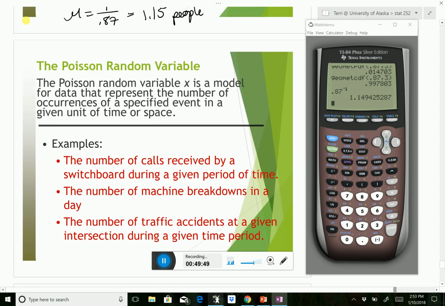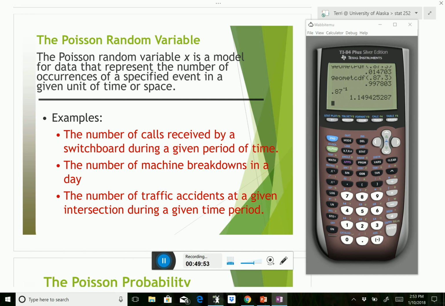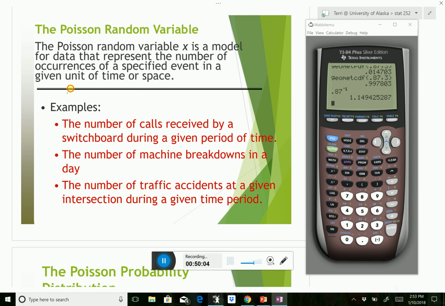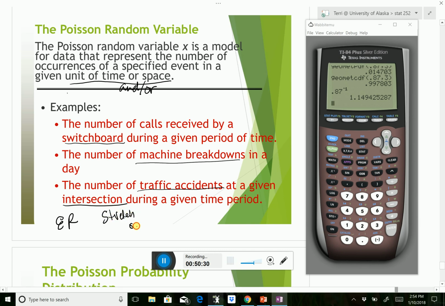Okay, so last one, I promise. I know this is getting long today. The Poisson random variable. So that X is a model for data that represent the number of occurrences of a specified event in a given unit of time and/or space. So the number of calls received at a switchboard, the number of machine breakdowns, the number of traffic accidents, the number of people that enter an ER is a Poisson random variable. Lots of things are Poisson. At a given intersection or a stretch of road, like the Seward Highway, one of the most dangerous stretches of road in the United States. It's the stretch of the Seward Highway between Anchorage and Girdwood.